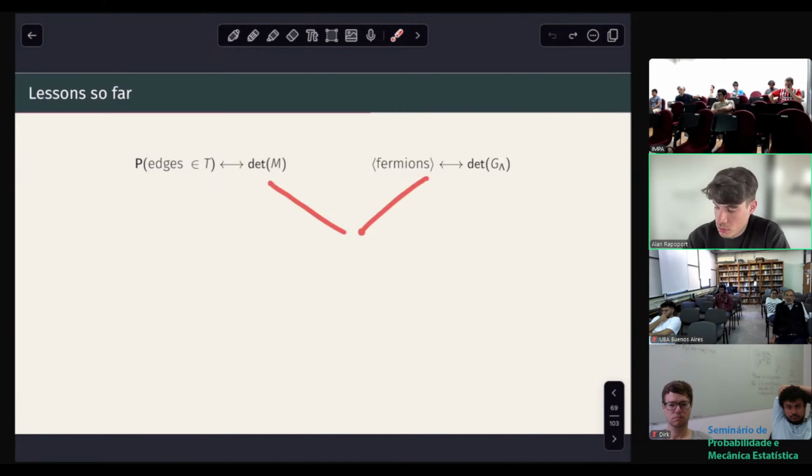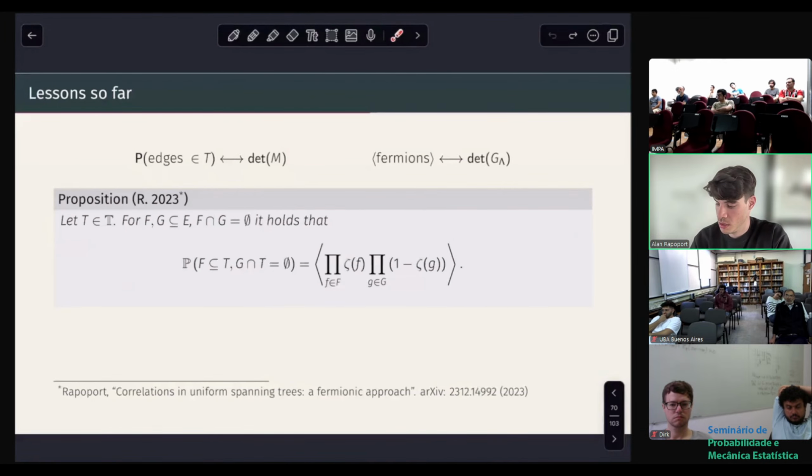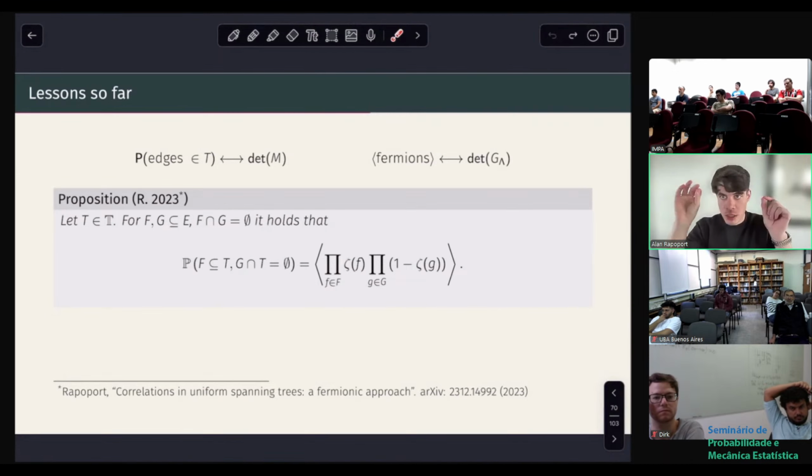So we only have to join these two things, identifying a probability of some edges in the USC with some fermionic mean value. And this is what this theorem shows us in a very neat way, so to speak. So with this, basically just looking at well-known results and identifying things with each other.